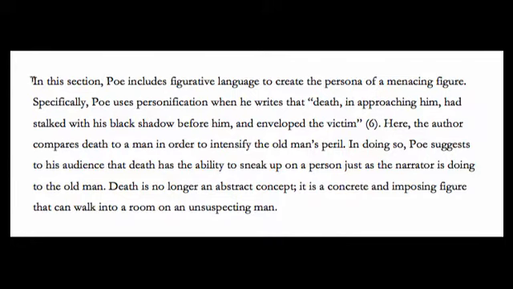So here, the first sentence is used to identify the technique. "In this section, Poe includes figurative language to create the persona of a menacing figure." So we've identified the technique, which is figurative language, and we've connected it to the tone that the author is attempting to create in this passage. Okay. In the second sentence, we more specifically identify what type of figurative language we've got here. In this case, it's personification, and then provide an example.